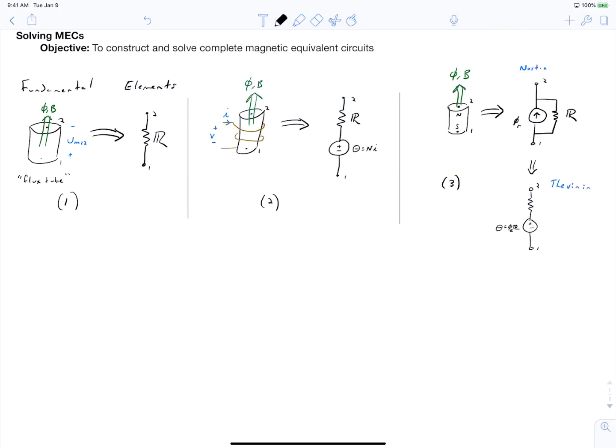And our third type is a permanent magnet. And so we had two options for the equivalent circuit for the permanent magnet. We can either put it in its Norton form or its Thevenin form. So let's now consider a couple example structures that link these components together.